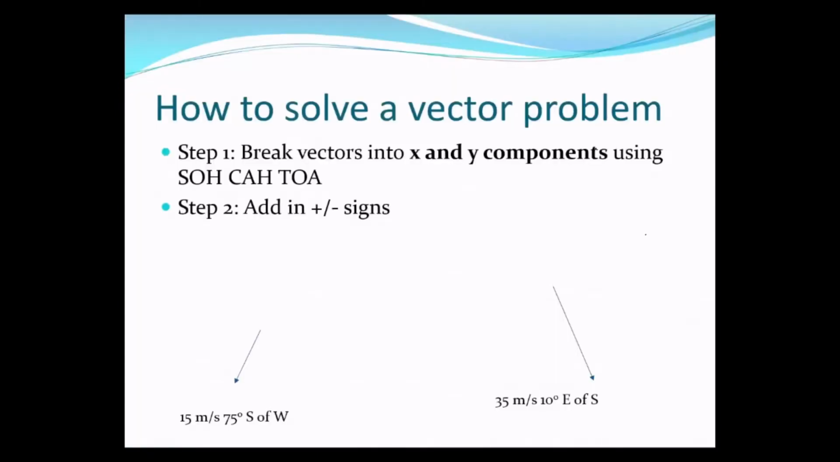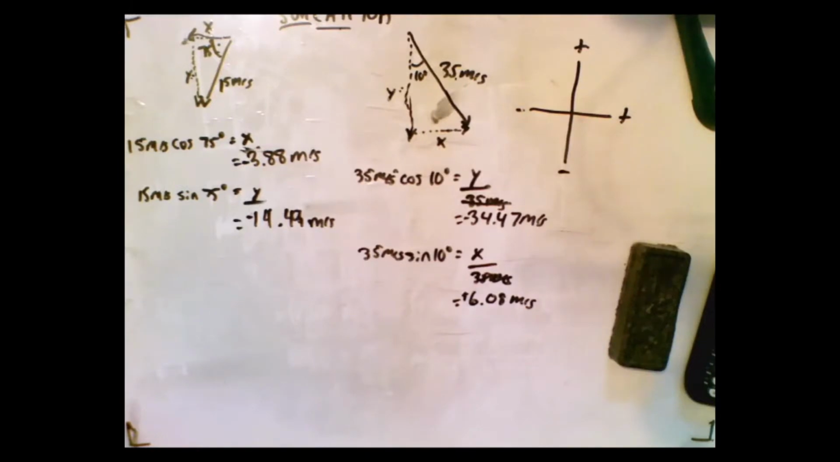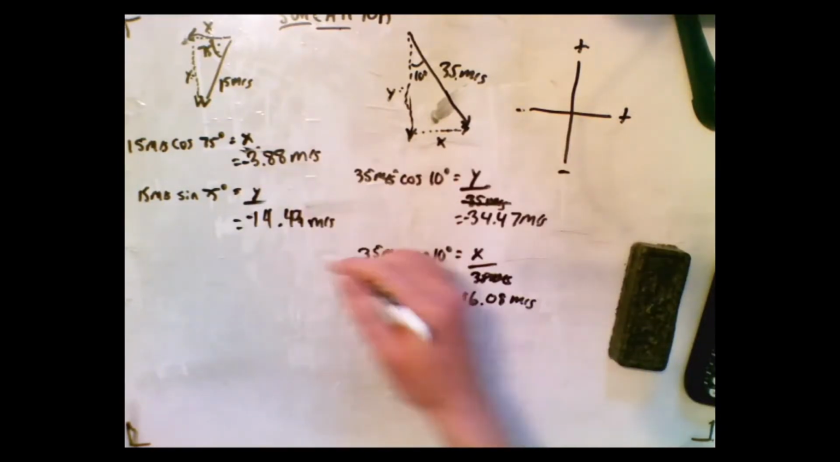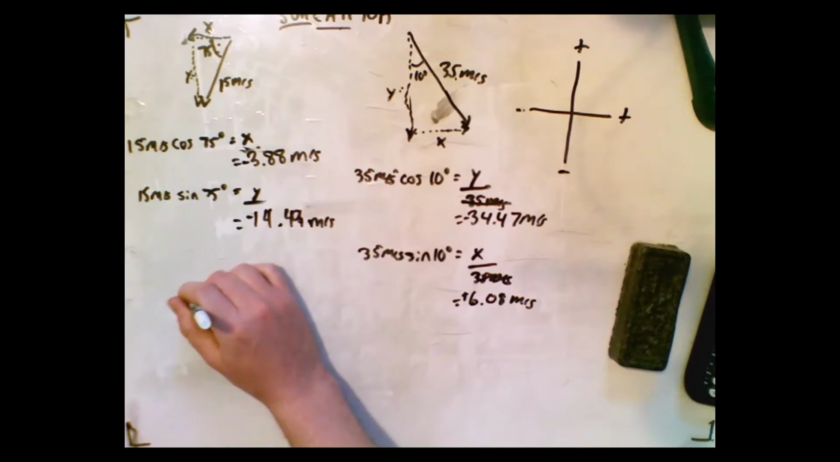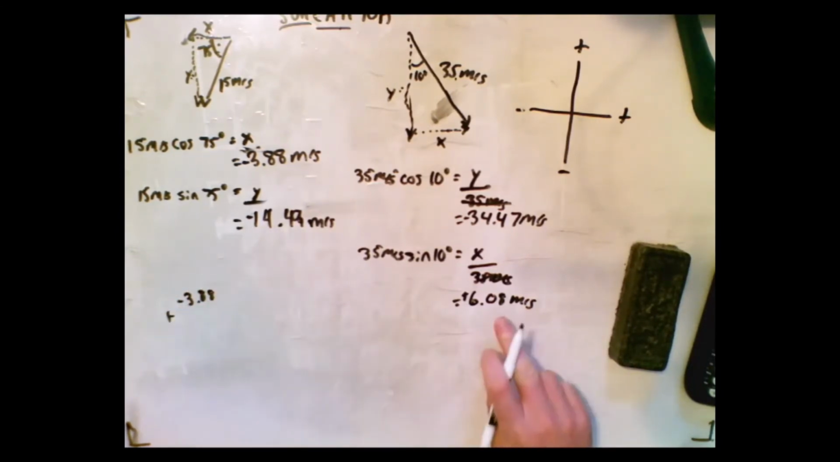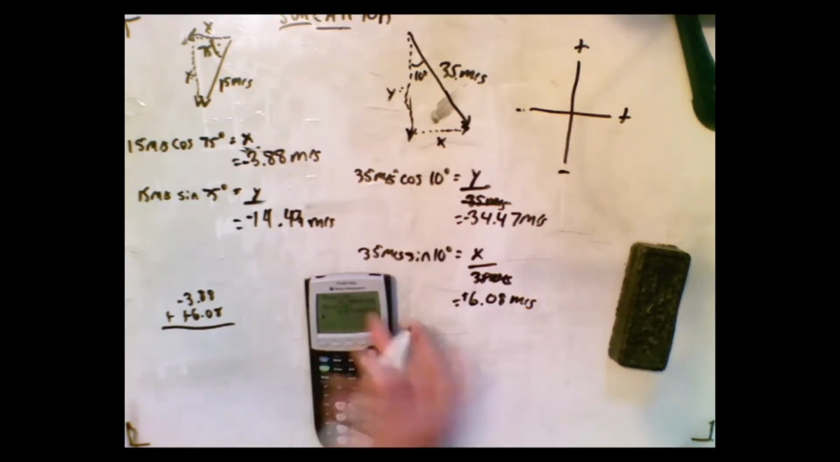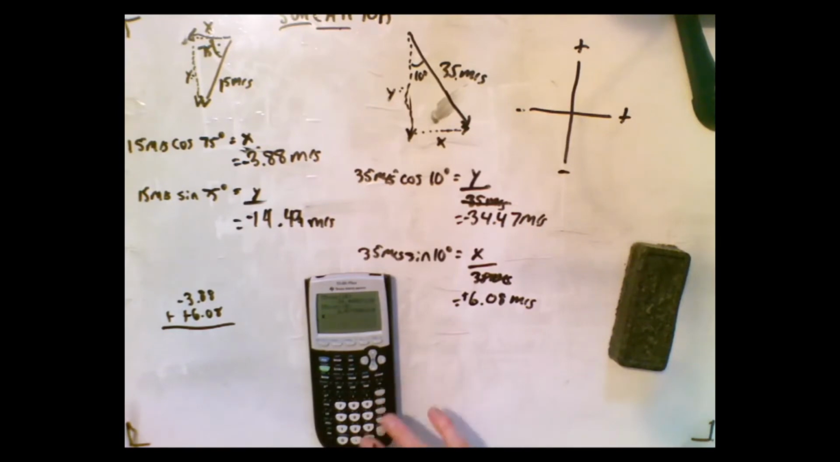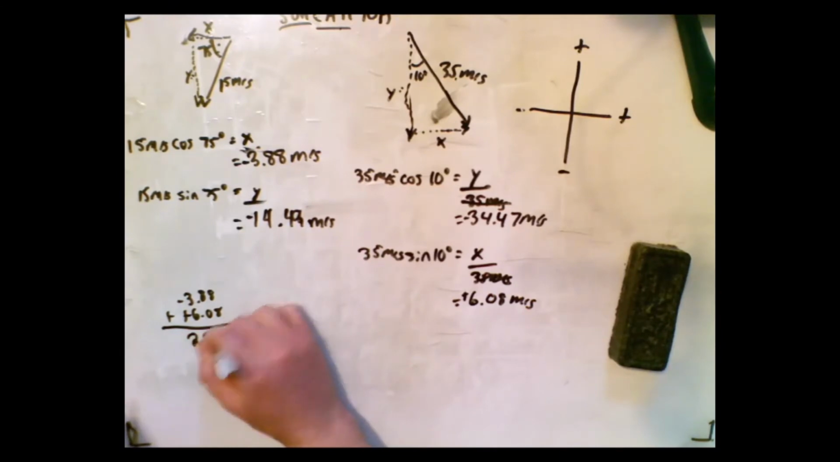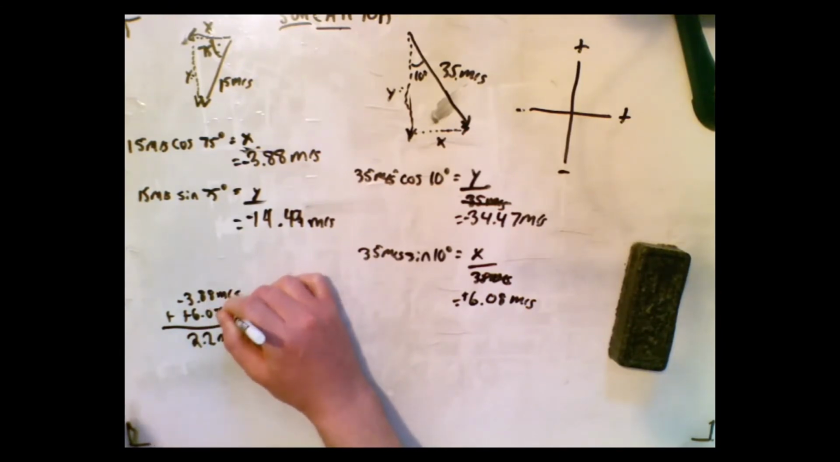So our next step is add together your x and y components. So we're going to want to add together all our x's, and we want to add together all our y's. So now what I'm going to do is I'm going to take my x, which is negative 3.88, and I'm going to add it to my other x, which is positive 6.08. So I'm going to add negative 3.88 with 6.08 positive, and I end up getting 2.2 meters per second. These are all meters per second.